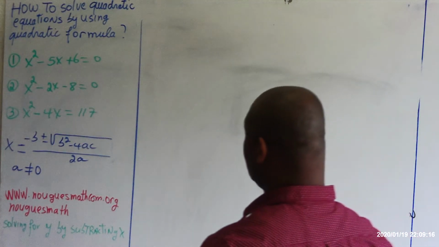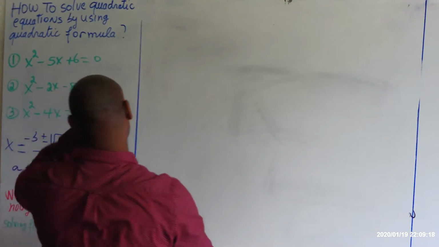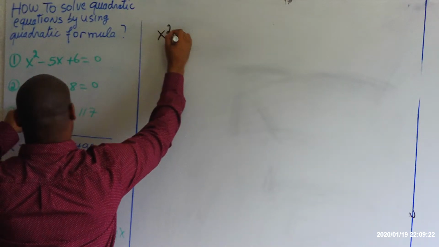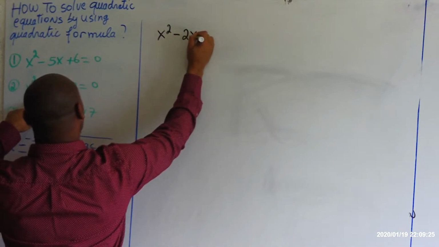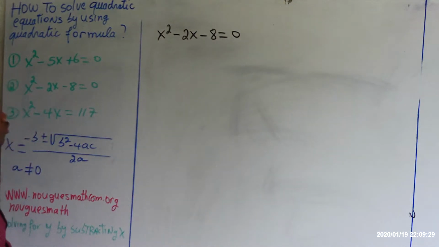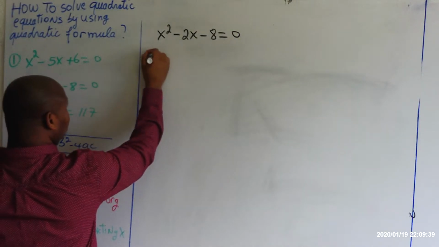Alright, let's do the second exercise. The second one, we have x squared minus 2x minus 8 equals 0. So we're going to use the quadratic formula in order to solve this quadratic equation. Okay. First of all, let's write the quadratic formula. Let's write it down for you.